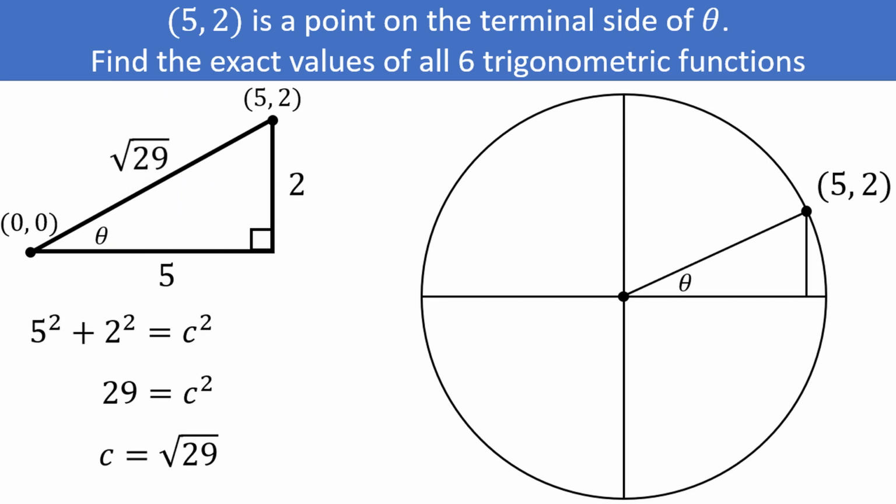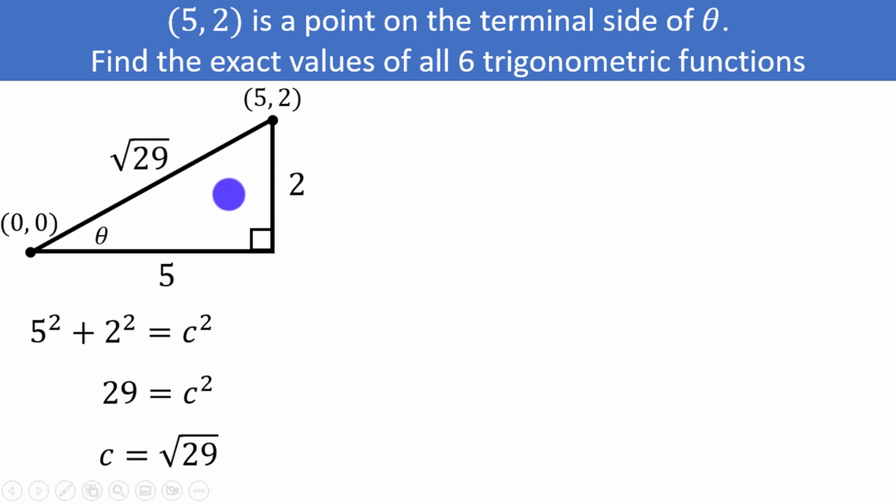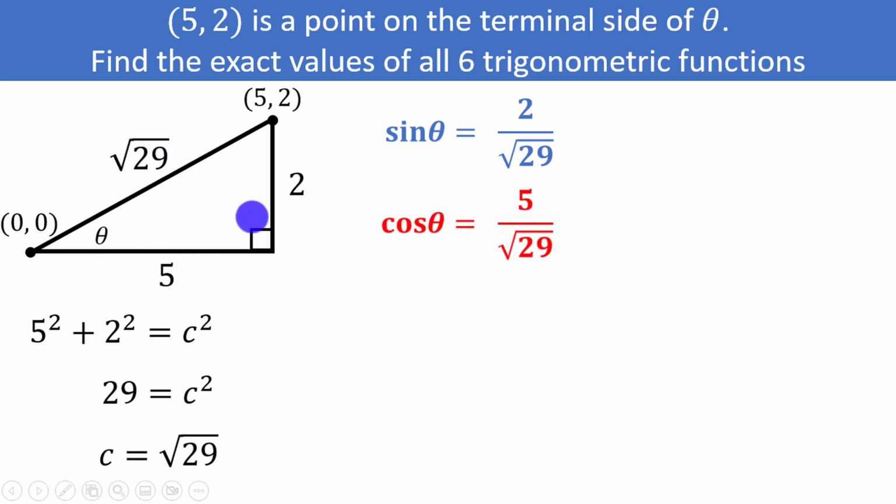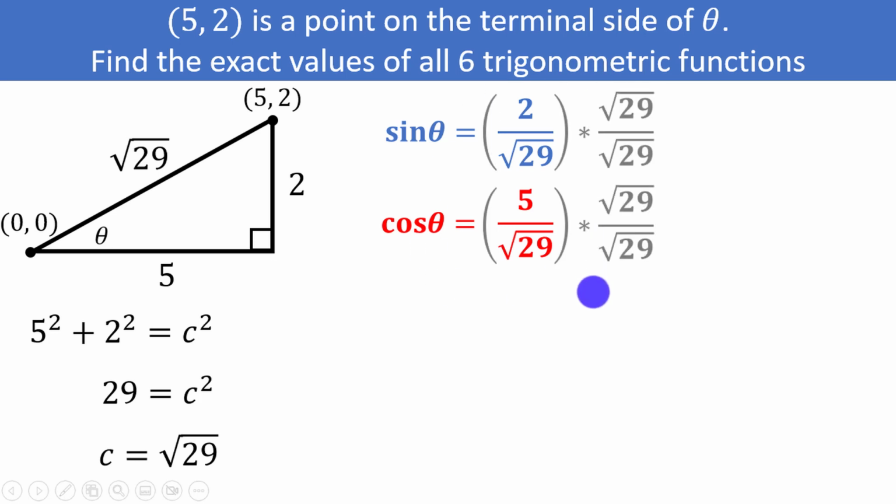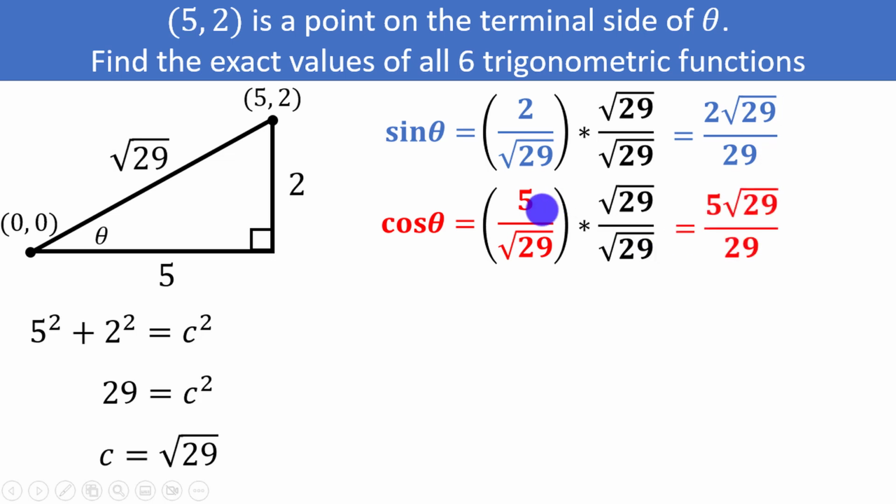Now that we have solved for all the sides of our triangle, we are ready to find the 6 trigonometric functions. We know that sine of theta is equal to opposite over hypotenuse, or 2 over the square root of 29. We know that cosine is equal to adjacent over hypotenuse, or 5 over the square root of 29. In both cases, we will want to rationalize the denominator, so we will multiply both of our answers by the square root of 29 over itself. For sine, we will get 2 square root of 29 over 29, and for cosine, we will get 5 square root of 29 over 29.